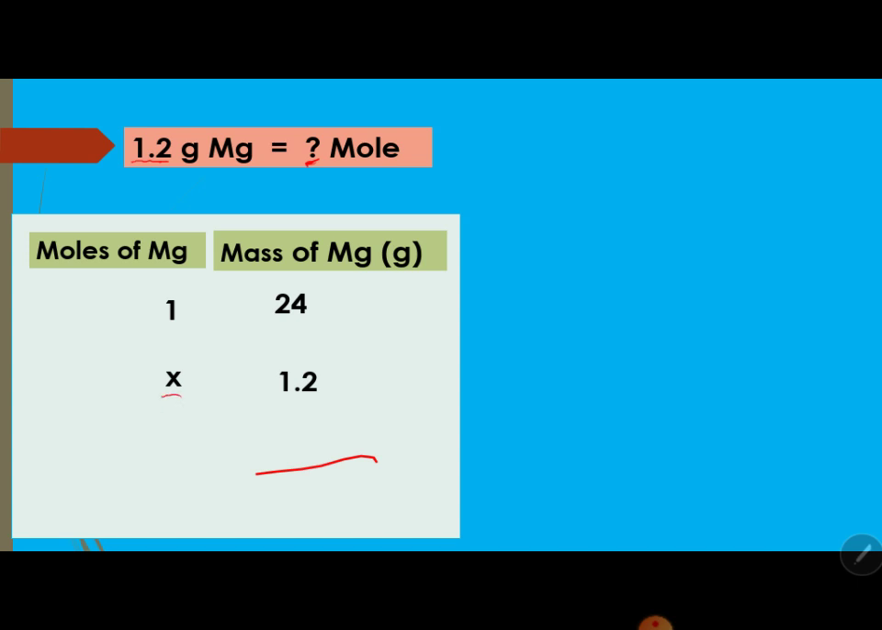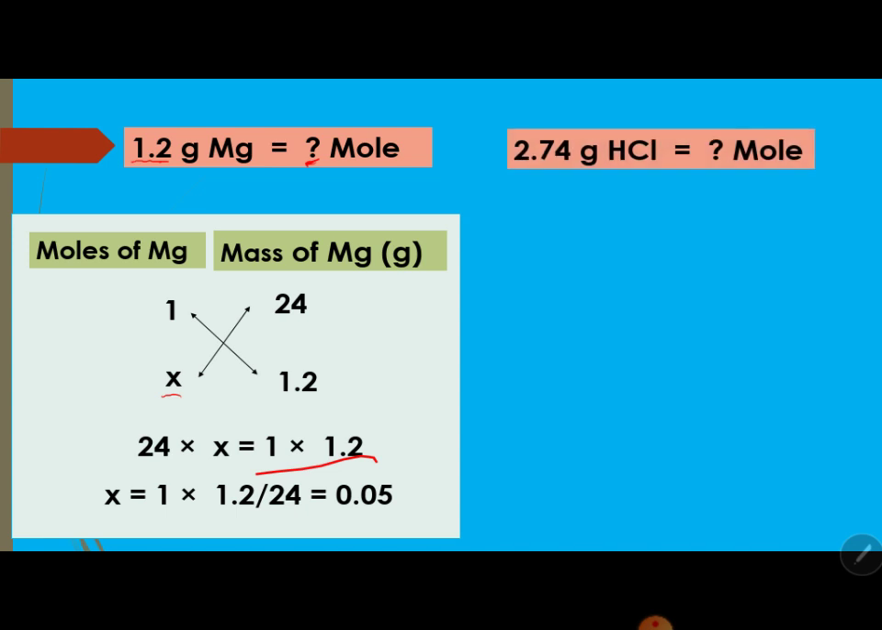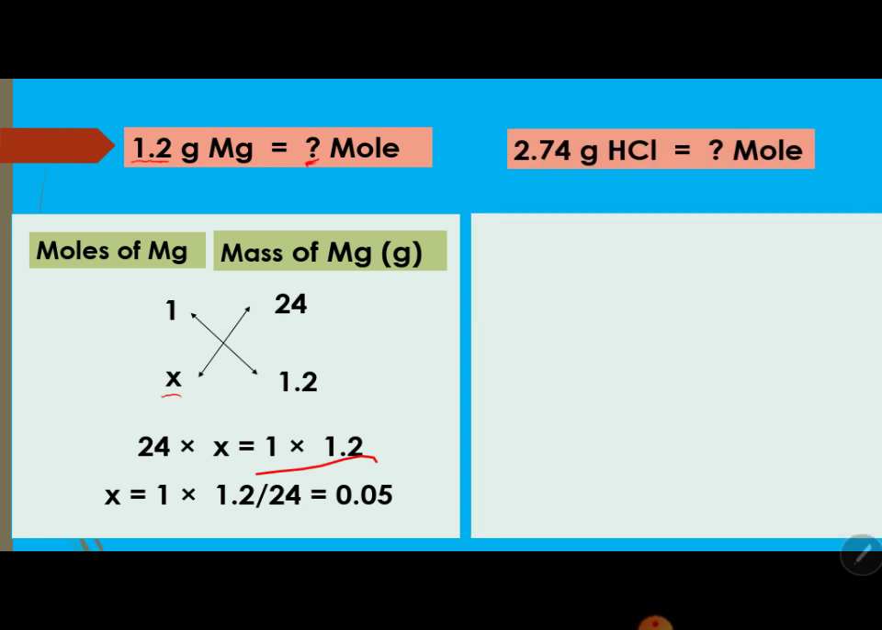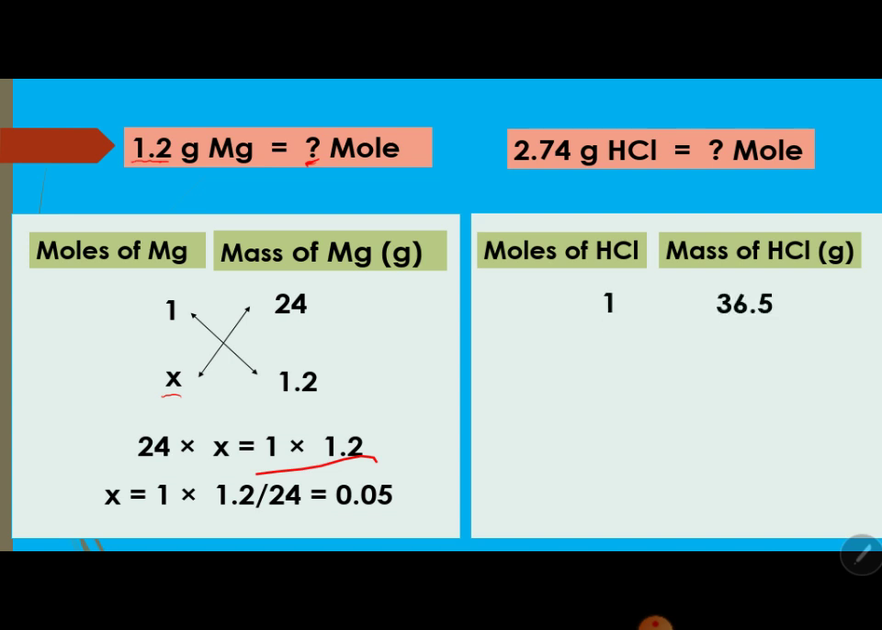We can find the value of X by cross multiplication. We will multiply 1 with 1.2 and X with 24, and we will put the sign of is equal to in between. We will end up with this mathematical equation. We can find the value of X by dividing this factor with 24. Answer is 0.05. Likewise, we will calculate the moles of HCl. Method is the same. We will make two columns, one for the moles of HCl and the other for the mass of HCl. In the first column, we will write 1, and in the second column, we will write the molecular mass of HCl, which is 36.5.